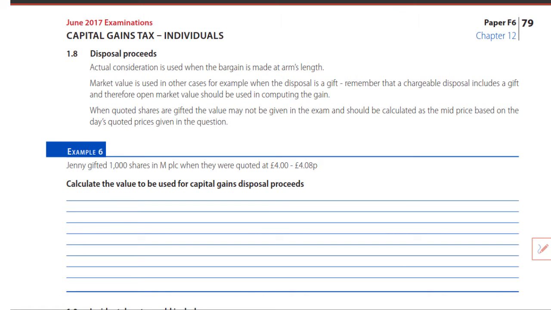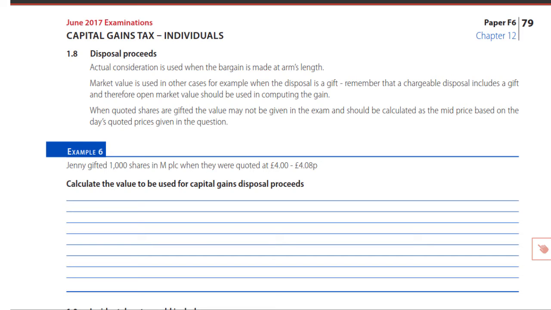So what are we told here? Actual consideration is used when the bargain is made at arm's length. So you sell to a third party, you get what you think is as full value as possible. That is the actual proceeds to be used in your gains calculation. What we don't do is come back later and say, well, we think you could have got another £1,000 or £2,000 for that, so we're going to tax you as if you've got those higher proceeds.